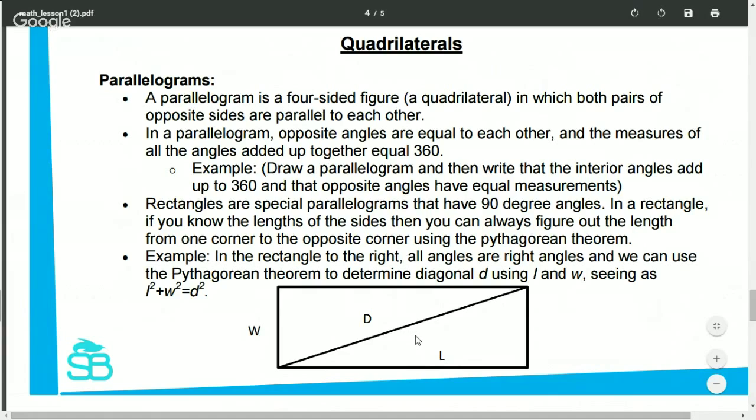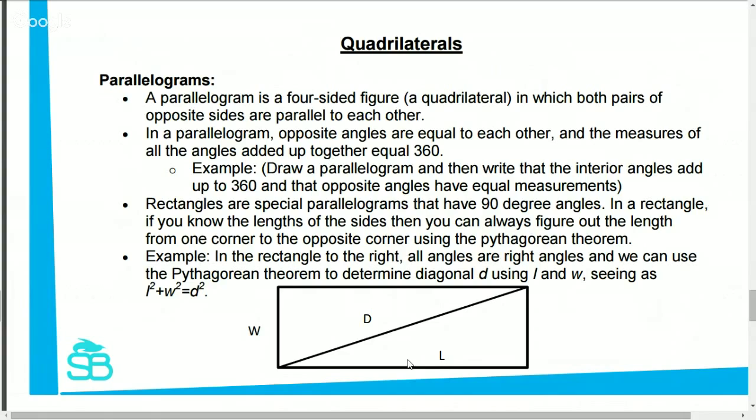So if you look at the formula, you can derive the next formula for a parallelogram or rectangle. Rectangles are special parallelograms that have 90-degree angles. In a rectangle, if you know the length of the sides, then you can figure out the length from one corner to the opposite corner using the Pythagorean theorem.